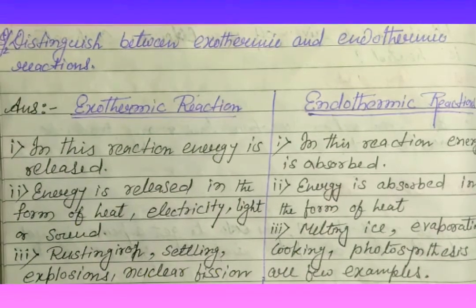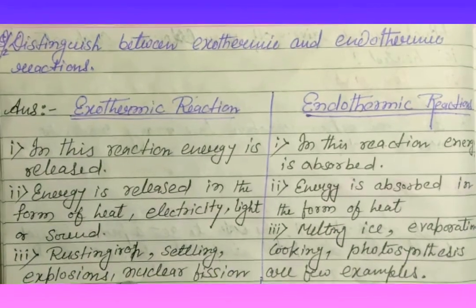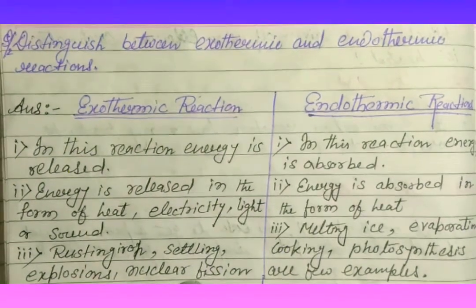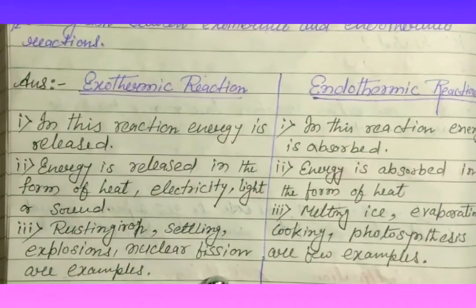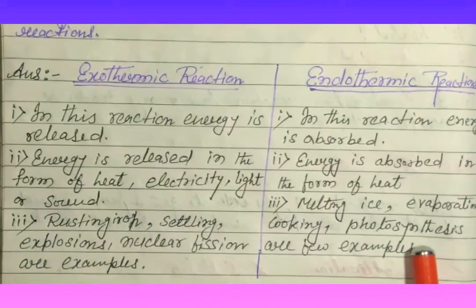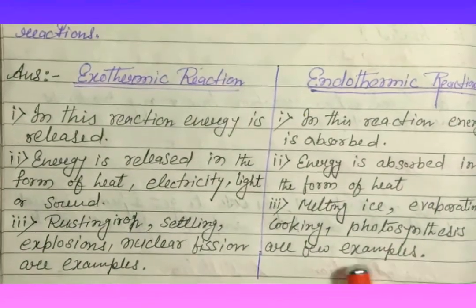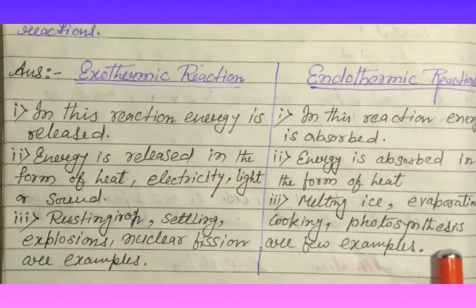Number 3, examples of exothermic reaction: rusting of iron, settling, explosion, nuclear fusion, etc. Example of endothermic reaction: melting ice, evaporation, cooking, photosynthesis, etc.